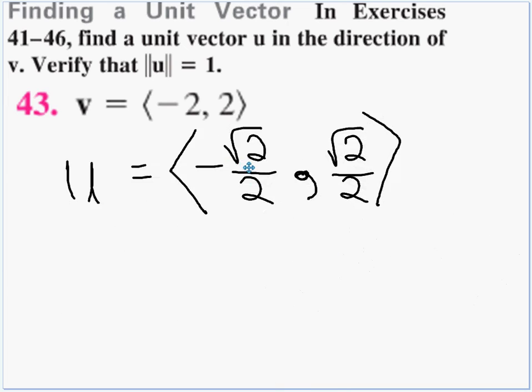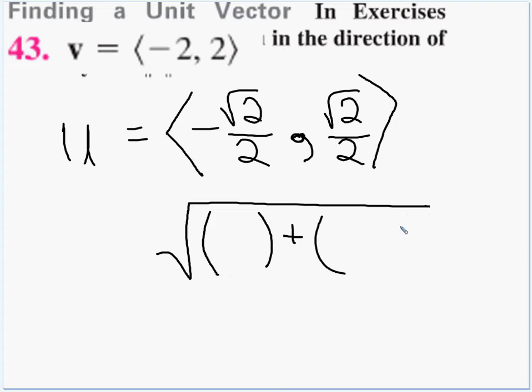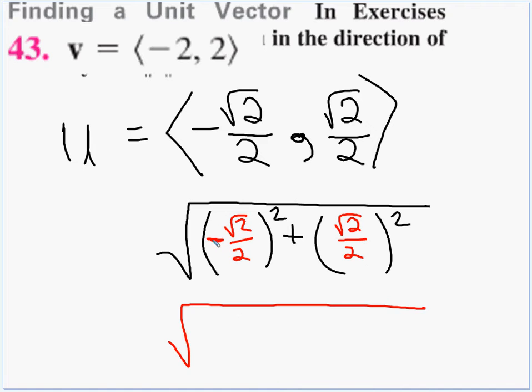And to check to make sure this length is 1, it's not overly difficult. Let's give ourselves a radical. Since we're in this component form, we're just going to bring down each of these pieces and square them and add them together. So bring down here a negative root 2 over 2, positive root 2 over 2. First, we're going to square away the negative. A negative times a negative is positive.